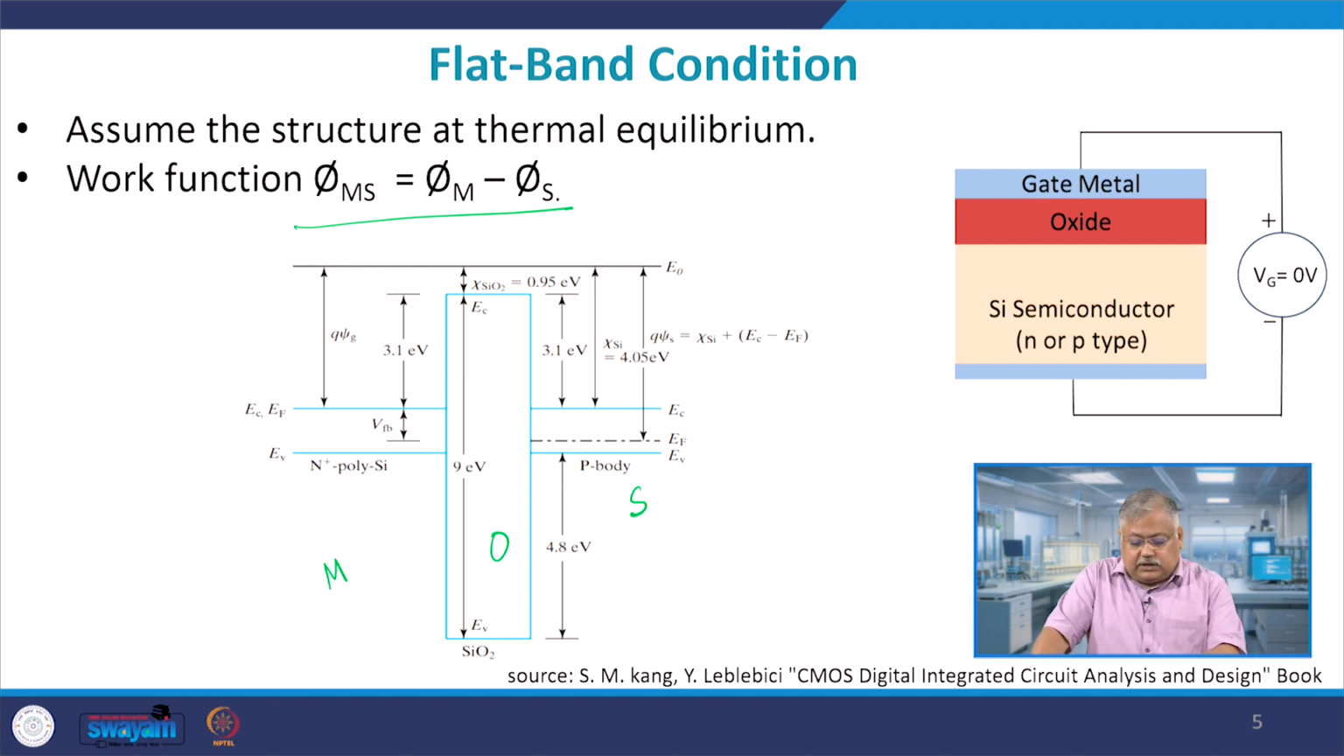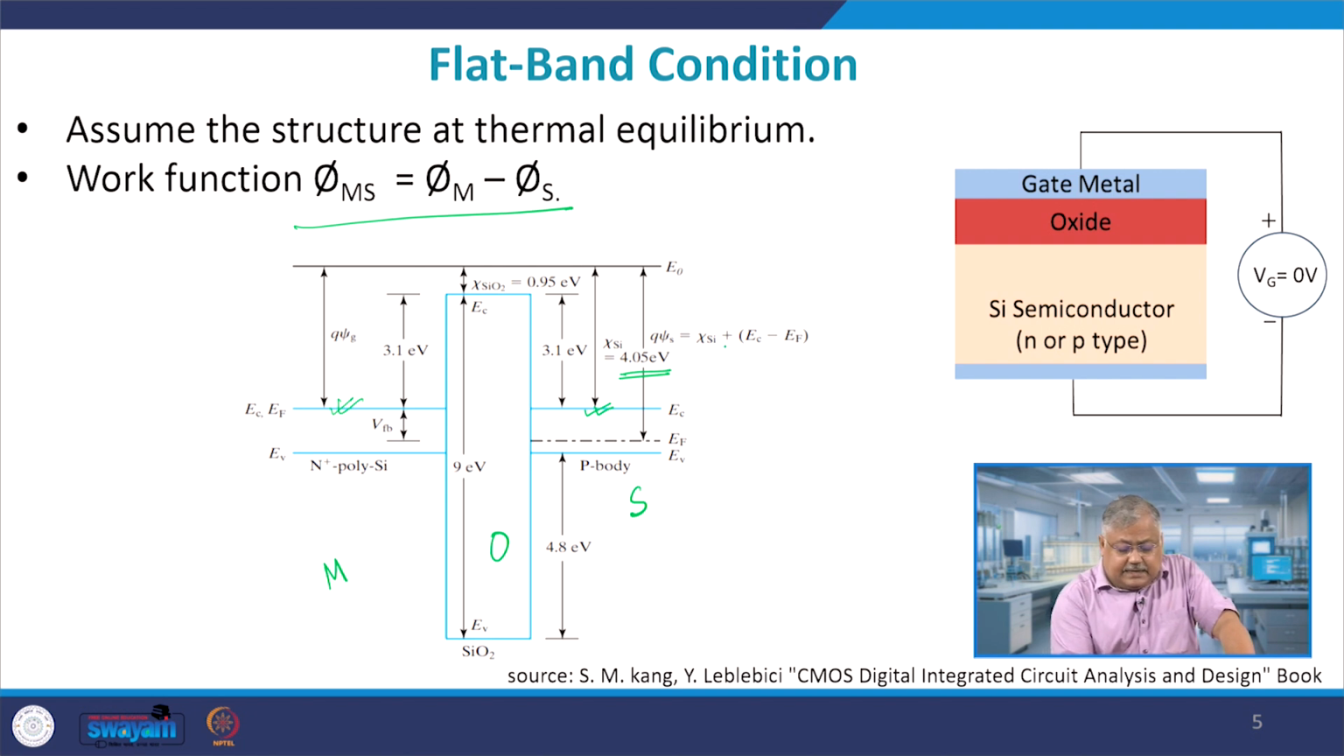Similarly, the chi for silicon is 4.05 electron volt, which is written here for silicon. Therefore, this is the conduction band edge of the silicon, and this is the conduction band edge on the metal side, right.